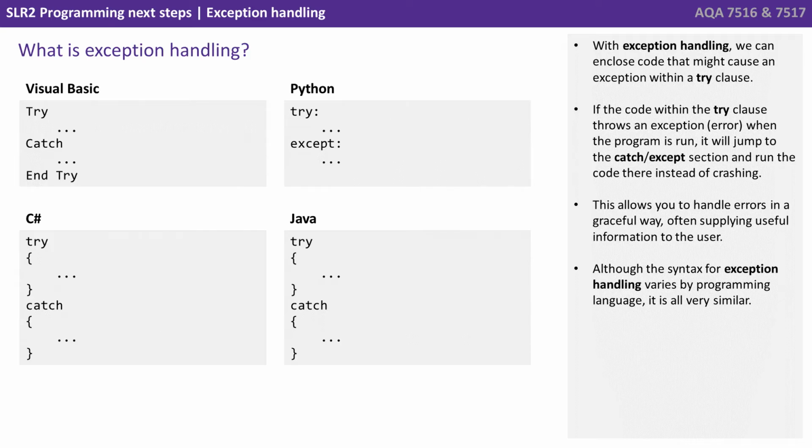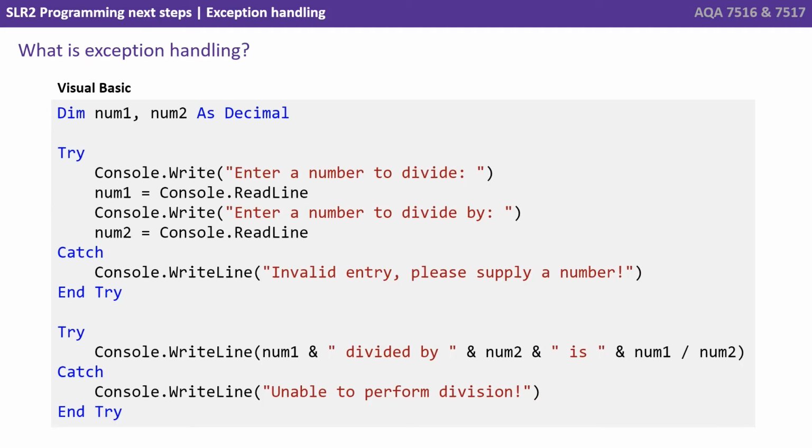Although the syntax for exception handling varies by language, they look very similar. And we've got examples here from VB, Python, C#, and Java. So let's just look at a Visual Basic example.